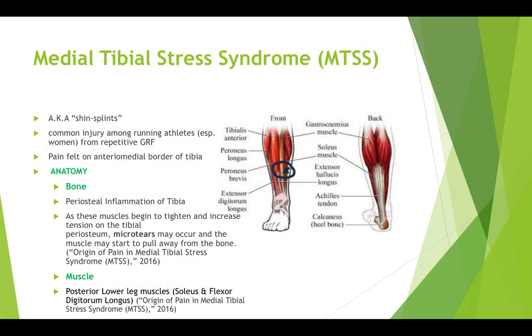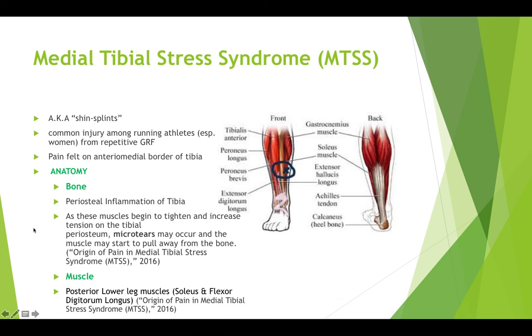The first injury that's quite common, that you all probably know as shin splints, is more properly termed medial tibial stress syndrome, or MTSS for short. This is especially common among running athletes, but it can also happen with jumping athletes, and it's common among triathlon athletes as well. The pain is generally felt on the anterior medial border of the tibia.